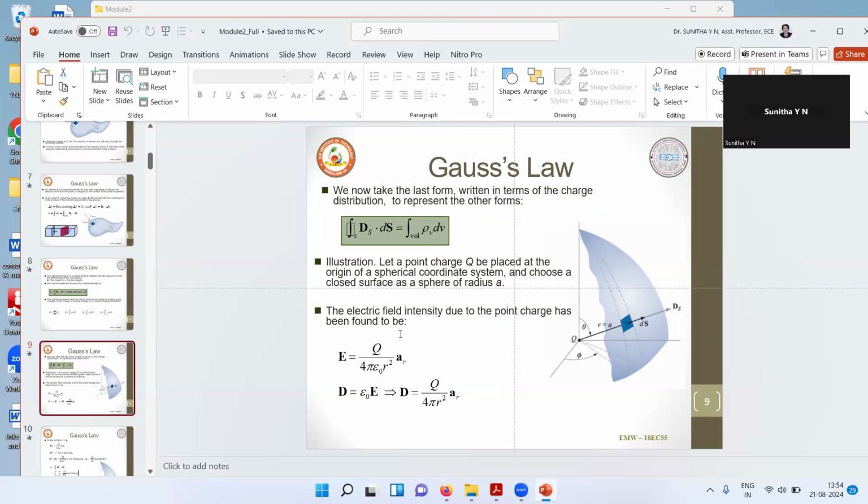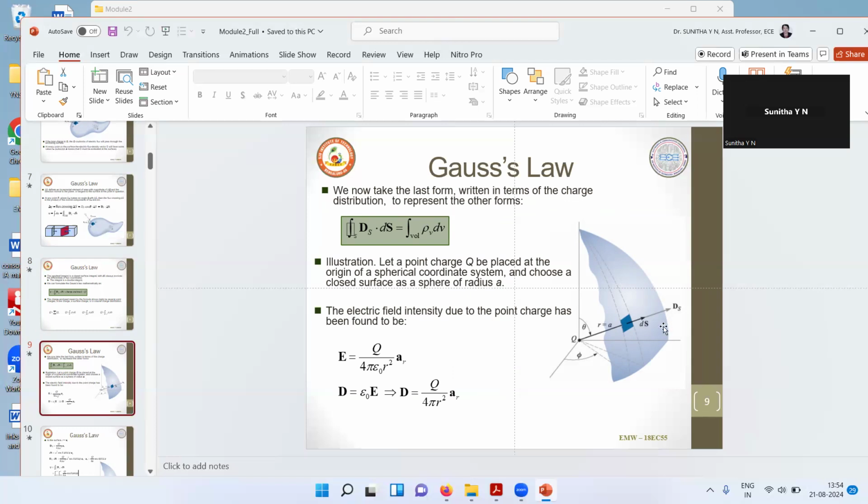So here we are trying to define what E and D are. This is one more way of representing Gauss law. We now take the last form, written in terms of the charge distribution, to represent the other forms. Just one more form we are trying to write here.